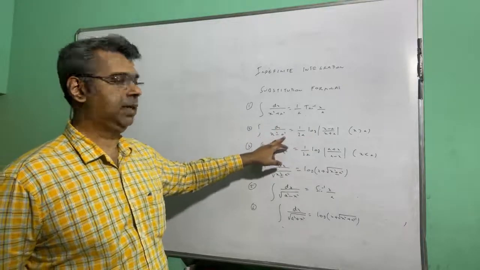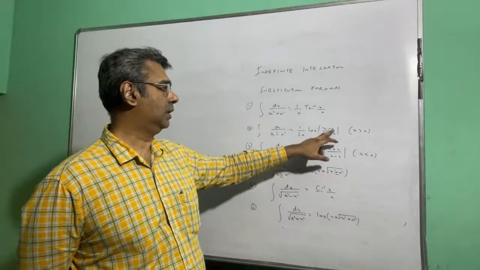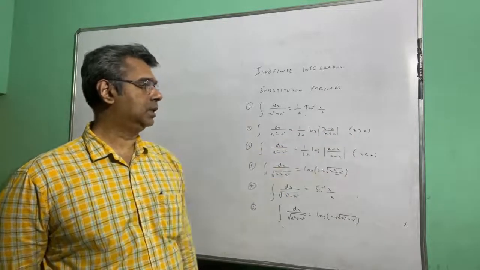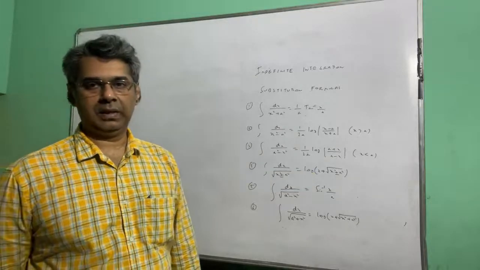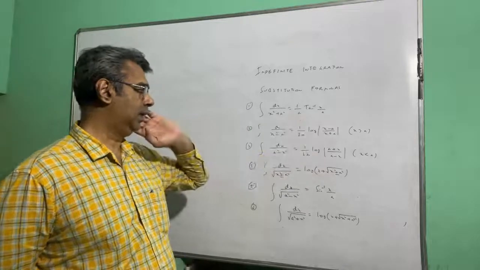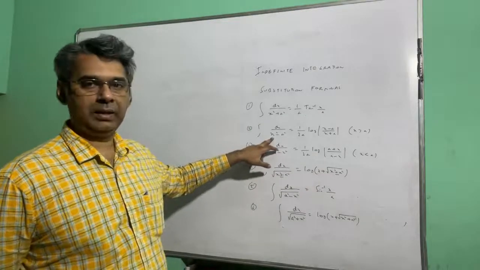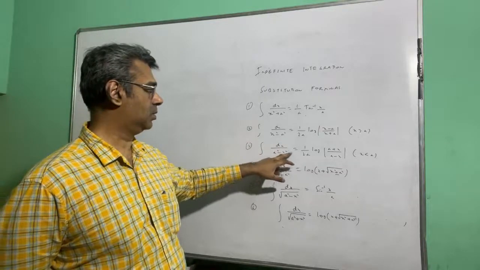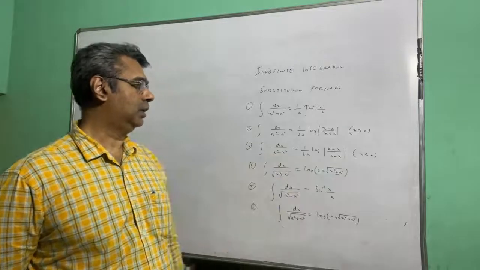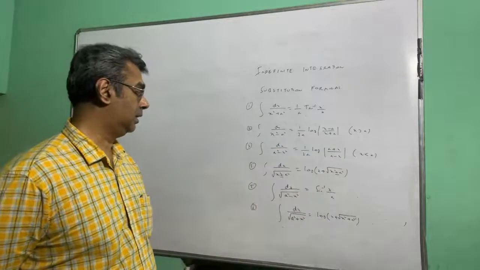Integration dx by x square minus a square is 1 by 2a log modulus of x minus a by x plus a. But for this formula, x has to be greater than a. And the other one is similar looking. It is dx by a square minus x square. It is 1 by 2a log mod a plus x by a minus x. Over here, x has to be lesser than a. So in this, x is greater than a, in this, x is lesser than a.